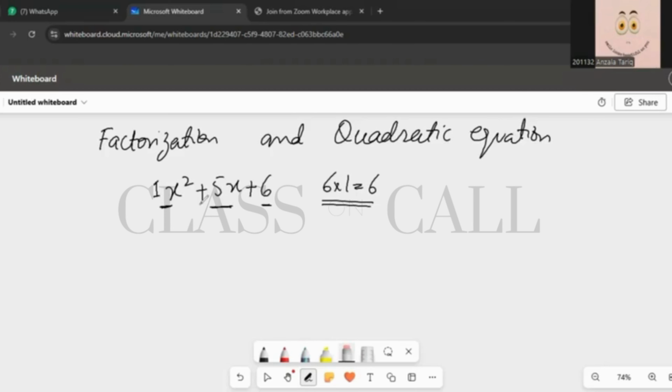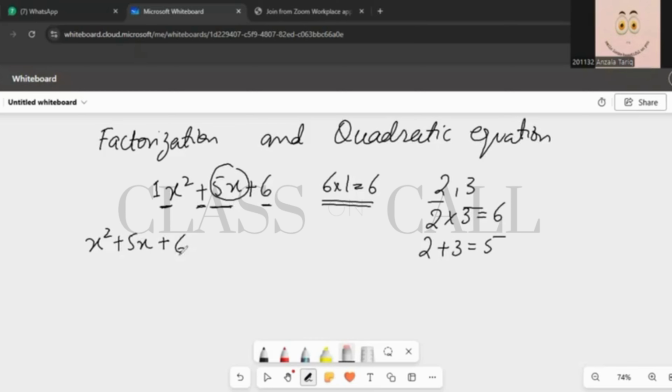And when we add both numbers, we will get 5. So we can say 2 and 3, because when we multiply 2 into 3, we get 6, and when we add both, we get 5. So let's take two factors, which are 2 and 3. Let's break the equation x squared plus 5x plus 6 into x squared plus 2x plus 3x plus 6, because 2x plus 3x is equal to 5x.